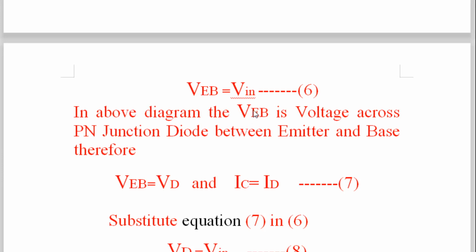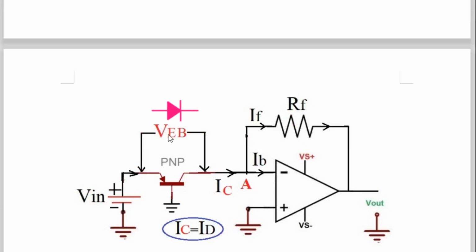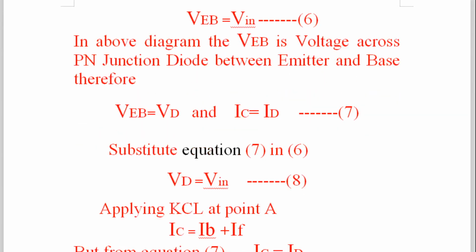In the above diagram, VEB is the voltage across the PN junction diode between emitter and base. Therefore, VEB is equal to VD. So that is what I told you in the beginning: transdiode is equal to diode. VEB is nothing but the voltage across the diode between emitter and base. Therefore, VEB equal to VD and IC equal to ID. So we are going to write that in the form of equations.